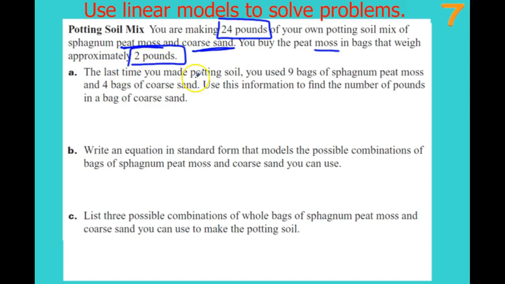So it says the last time you made potting soil, we used 9 bags of peat moss and 4 bags of coarse sand. Use this information to find the number of pounds in a bag of coarse sand. Because we know the amount for moss, we need to figure out, well, how much does the sand weigh? And we can figure that out because we have every other piece of information that we need.